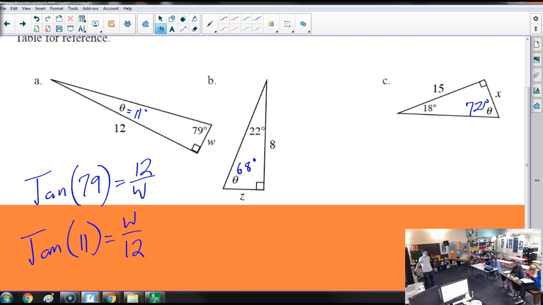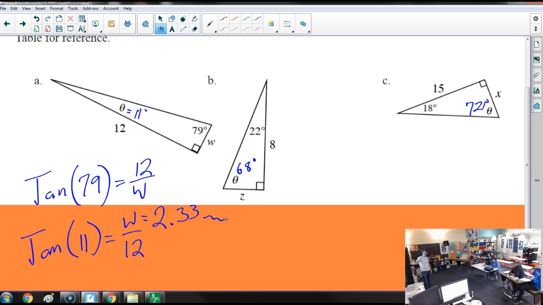Now this will actually be easier to solve because the unknown is on the top. So we can just do 12 tangent of 11. And we know it should be less than 12 because the angle is less than 45. What'd you get, Sammy? For A? About 2.3. About 2.3? Anyone able to verify? It's 2.33 and then a bunch of numbers.